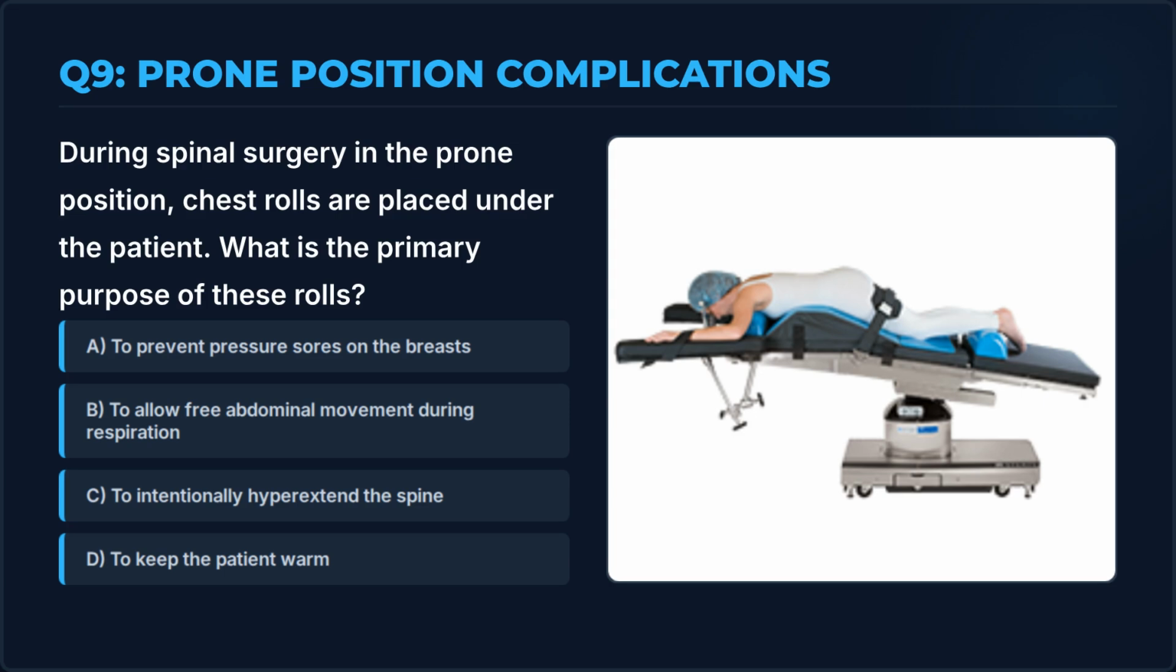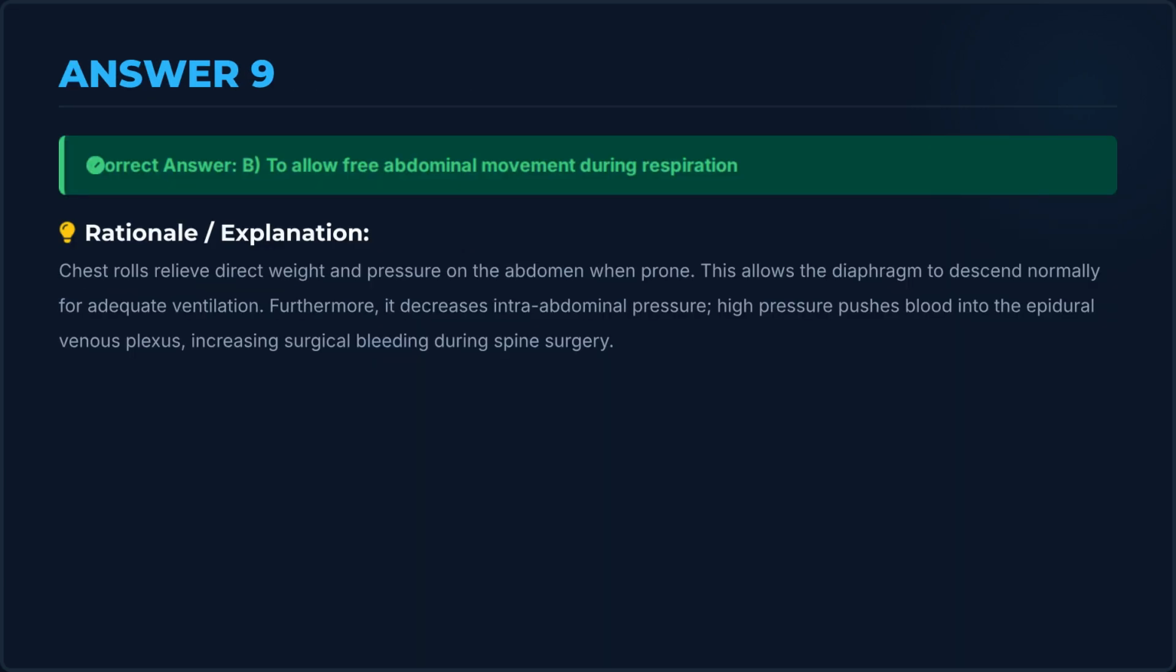Question 9. During spinal surgery in the prone position, what is the primary purpose of placing chest rolls under the patient? The correct answer is B, to allow free abdominal movement during respiration. Chest rolls relieve abdominal pressure, supporting ventilation and decreasing intra-abdominal pressure, which reduces surgical bleeding during spine procedures.